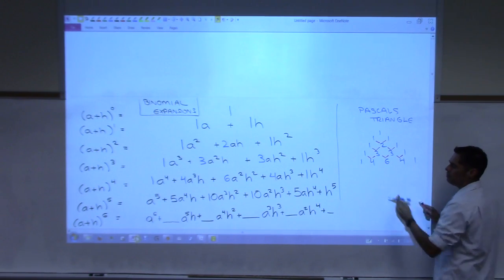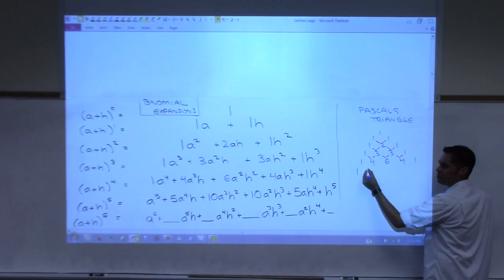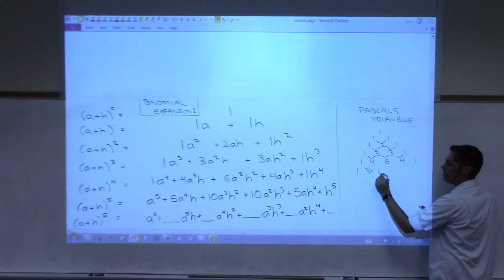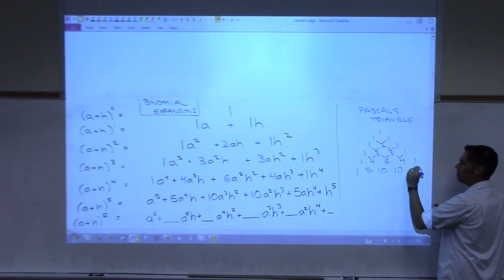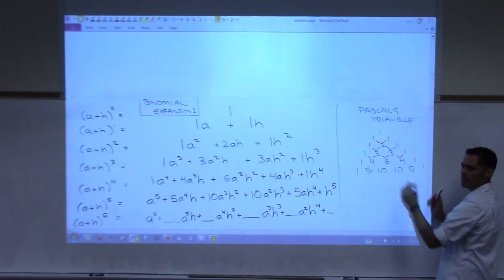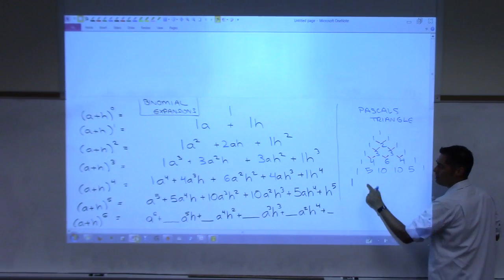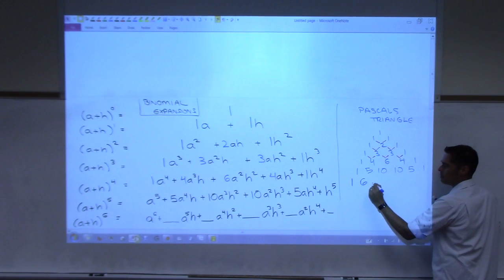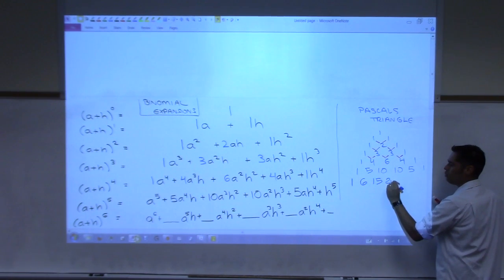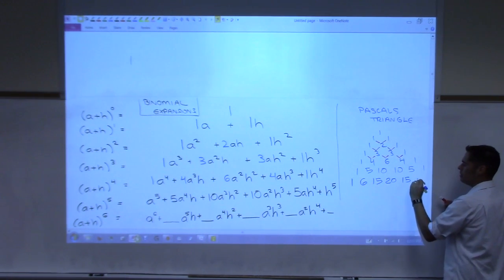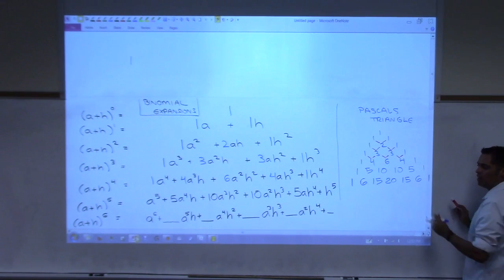So my next one was 1, and then I add these 2 together, get 5, right? Add these 2 together, get 10. Add these 2 together, get 10. Add these 2 together, get 5. And then I have the 1s on the edges. That's this row. So the next one will be 1, 6, 15, 20, 15, 6, and 1.